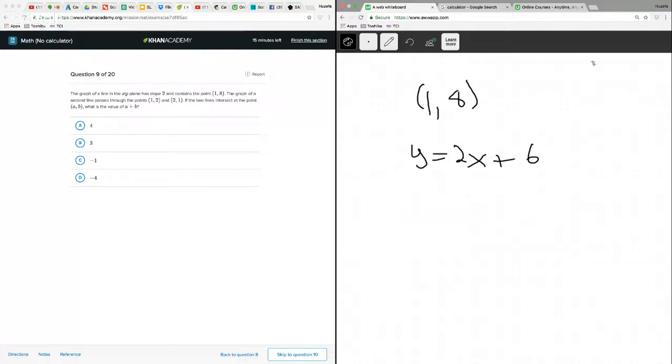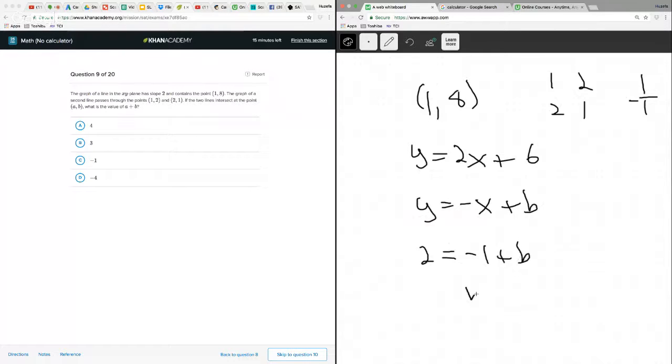The other one, the slope is rise 1, run negative 1, so it's 1 over negative 1, which is negative 1. So y equals negative x plus b. I could use point-slope, I'm just choosing not to. 2 equals negative 1 plus b, so b equals 3. So the other one is y equals negative x plus 3. I think I did this correctly.